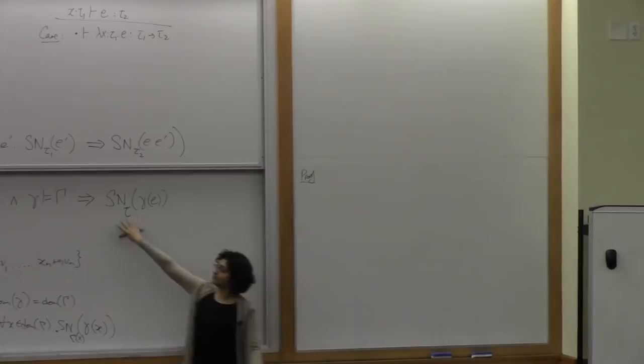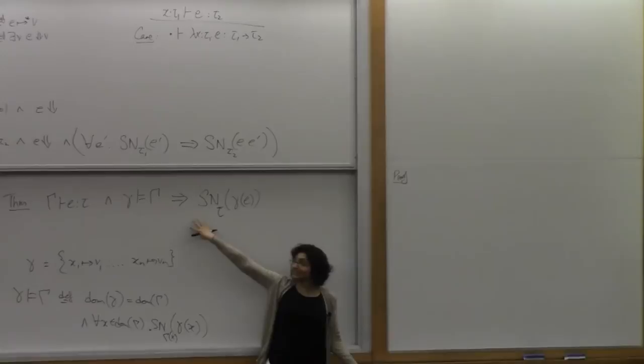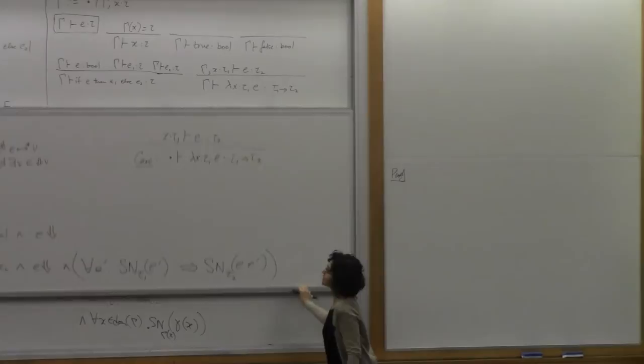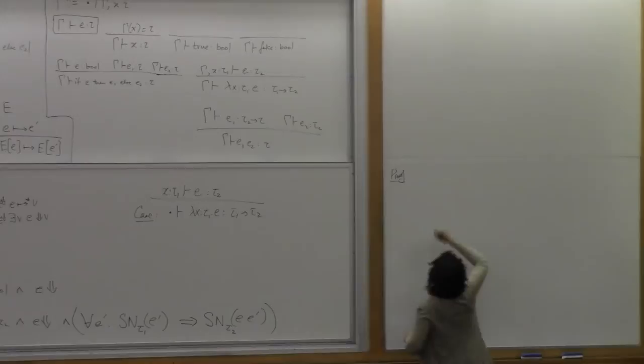So how do we do this proof? Proof of our strong normalization theorem, by induction on the structure of this typing derivation. All right. So we have a bunch of cases to consider. Which, let me show you those. Let's start with the easiest thing. Let's start with true.